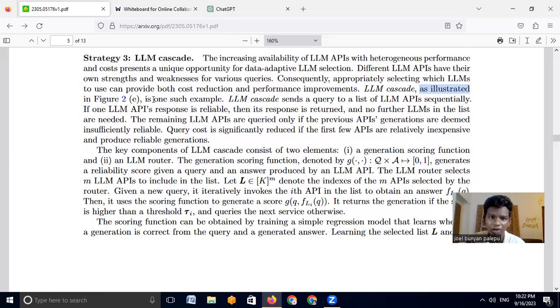LLM cascade, as illustrated in figure 2, is one such example. LLM cascade sends a query to a list of LLM APIs sequentially. So first, we are going to send this query to the model with the lowest computational cost, and then to a more powerful model. If one LLM API's response is reliable, then its response is returned, and no further LLMs in the list are needed. If the first LLM response is good, we are not going to continue to the next LLM. The remaining LLM APIs are queried only if the previous APIs' generations are deemed insufficiently reliable. If the current LLM API's output is not reliable, then we are going to go through the next LLM.